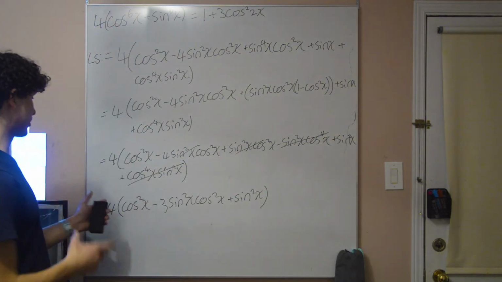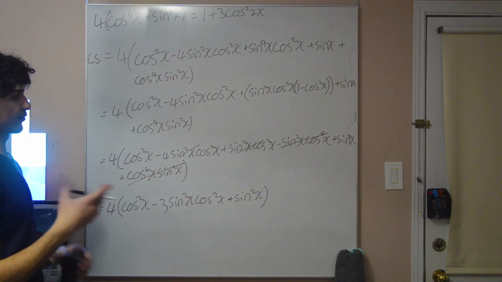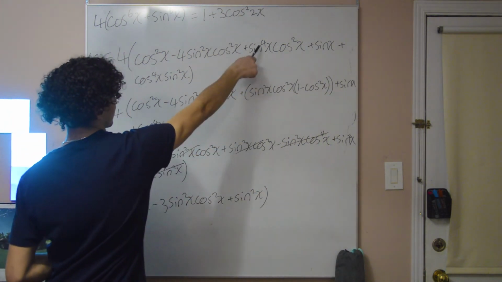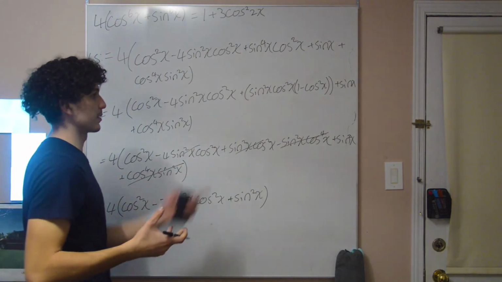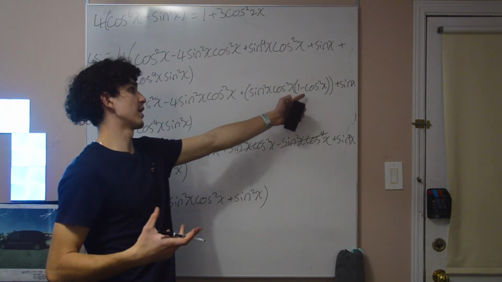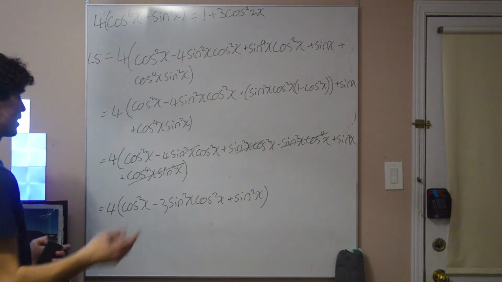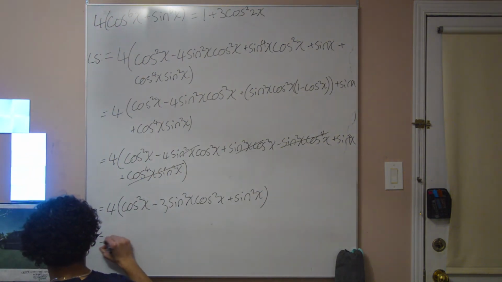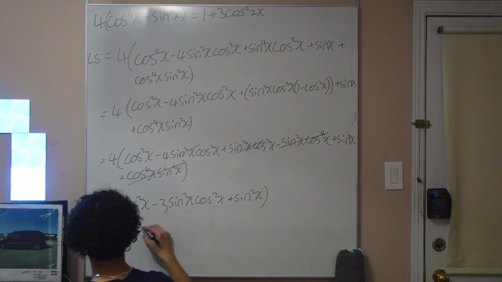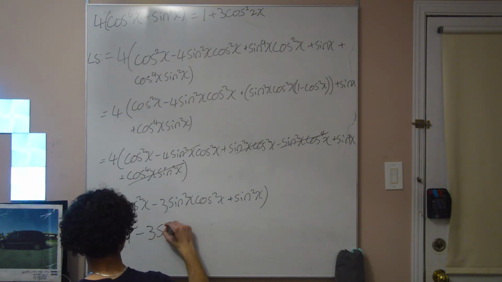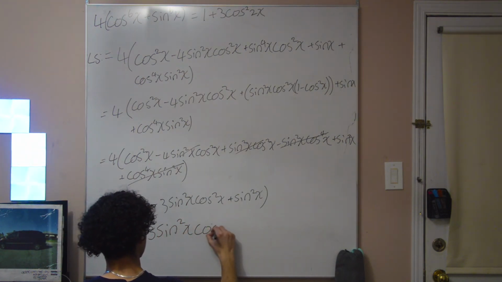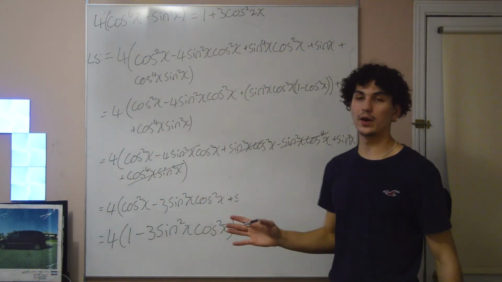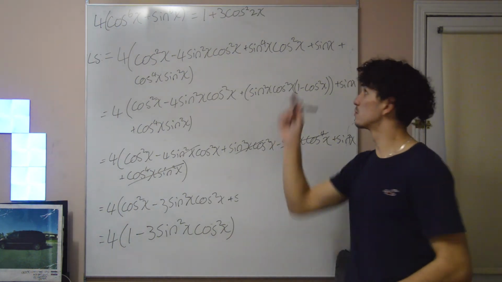Okay, now finally we're left with this right here. After we simplify, expand, everything like that, what I did earlier was I changed that sine to the 4x into sine squared x times sine squared x, and I changed one of the sine squared x's into 1 minus cos squared x. Now here, cos squared x plus sine squared x equals 1. So we get 4 times 1 minus 3 sine squared x cos squared x, just like that. And I'm going to go ahead and leave it at that for the left side. Now let's do the right side.